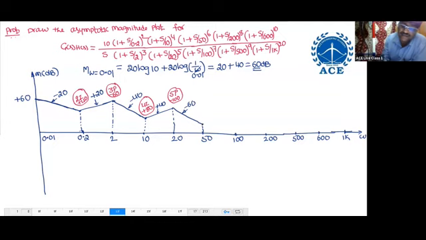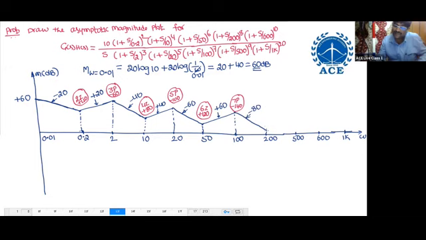Next at 50, what are there? 6 zeros, plus 120. Plus 120 minus 60 becomes plus 60. Next, at 100, what are there? 7 poles, which means minus 140. Minus 140 plus 60 is minus 80. Draw a line with minus 80.